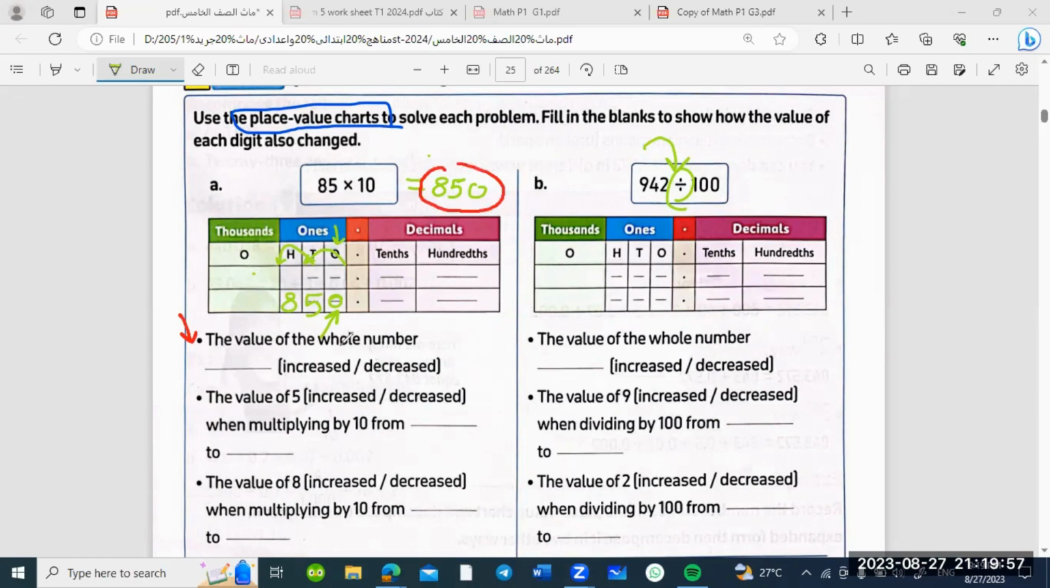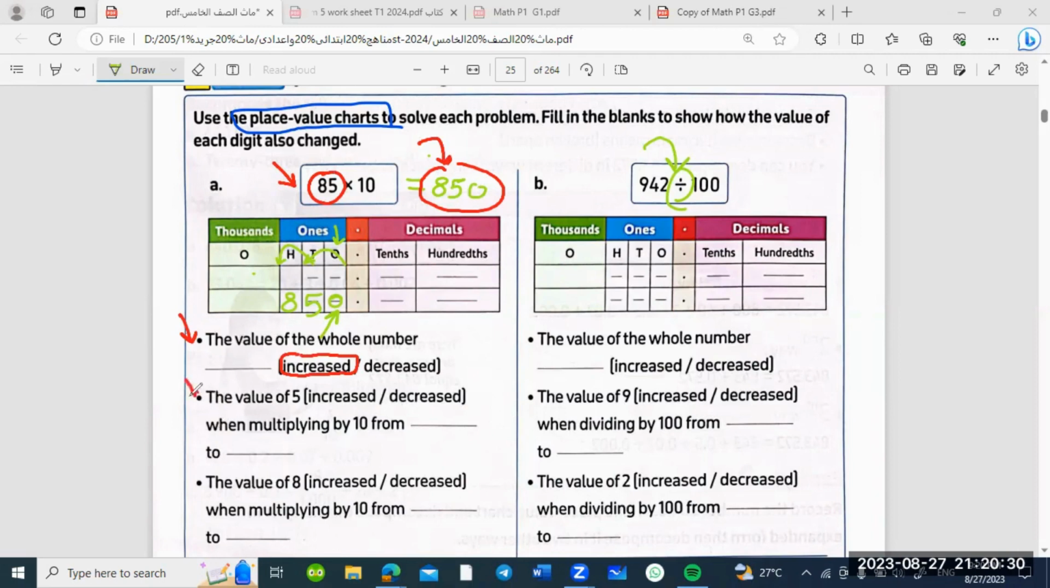The value of the whole number, increased or decreased? Look at your number, Jana, and look at your answer. Is the number getting bigger or smaller, increased or decreased? Your number was 85 and it became 850. So your number increased or decreased? Bigger means increased, getting bigger.